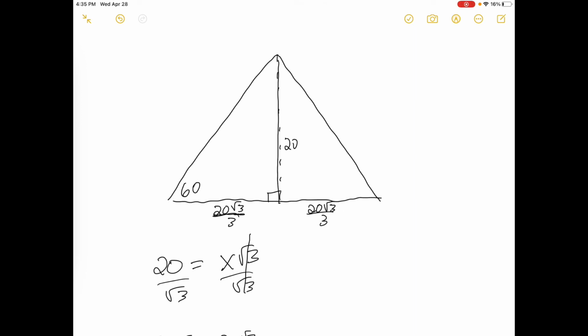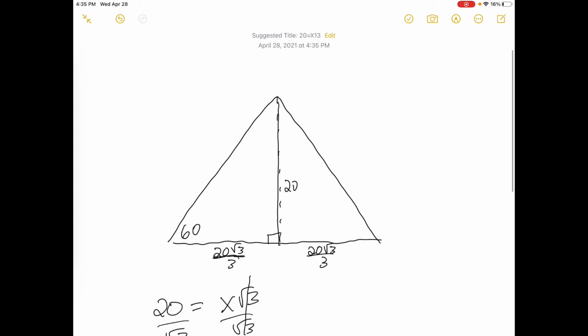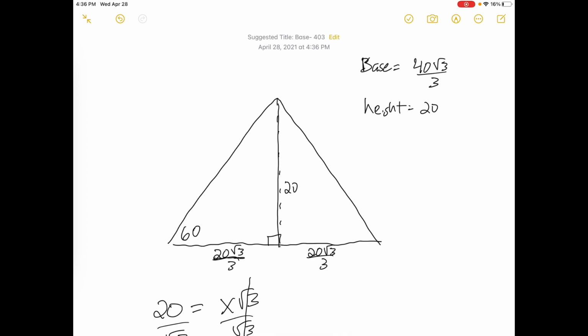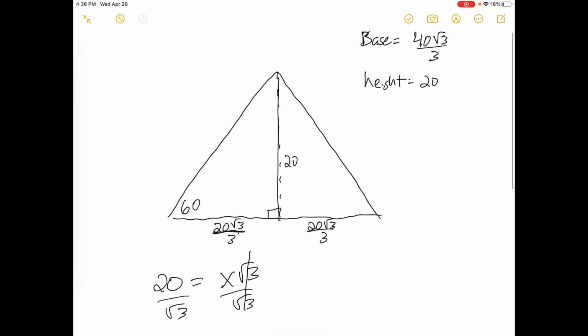If I combine those, or just add them together, my base would be 40 root 3 over 3. My height is 20. Okay, so we've got what we need to find our area. Area equals my base, 40 root 3 over 3, times 20, divided by 2.